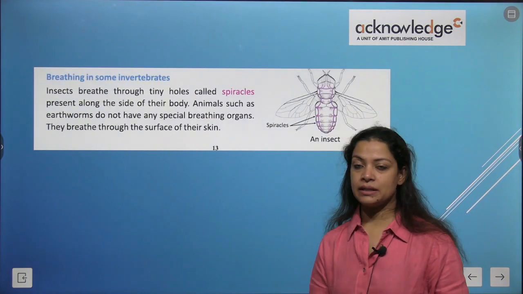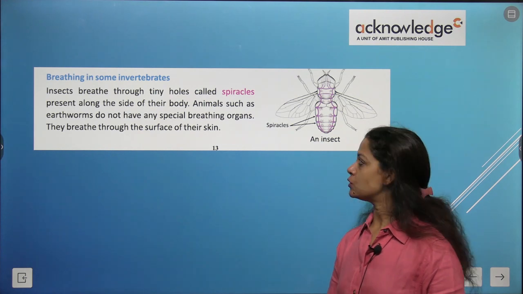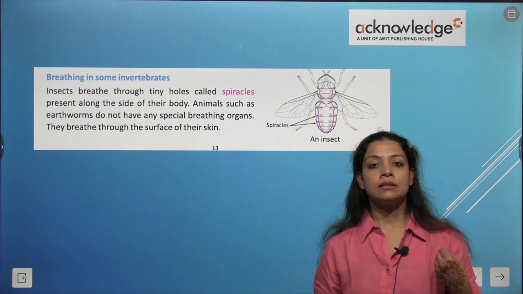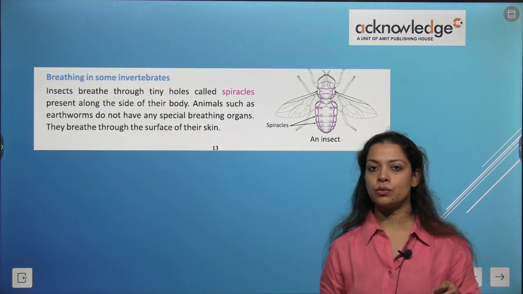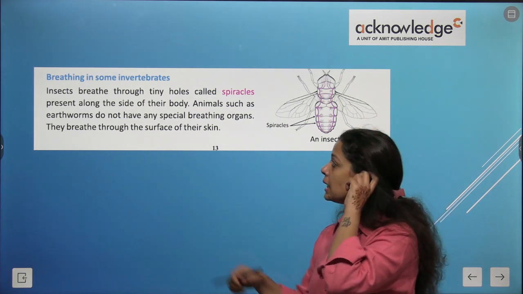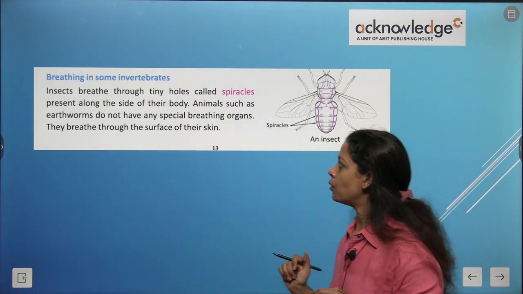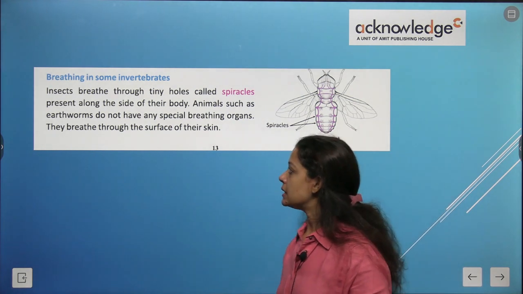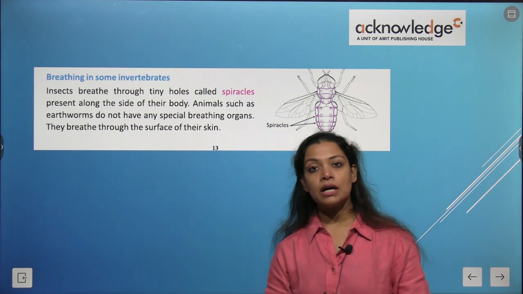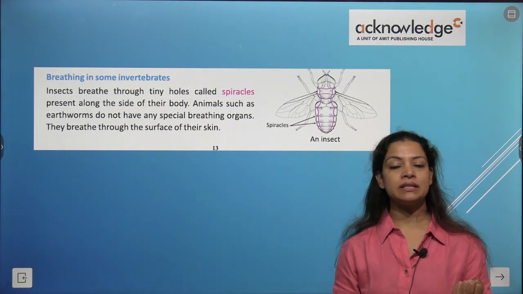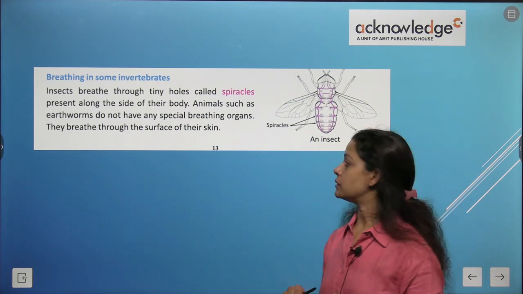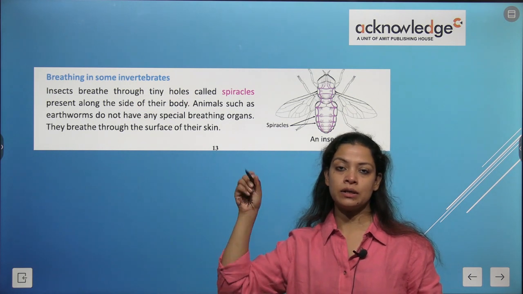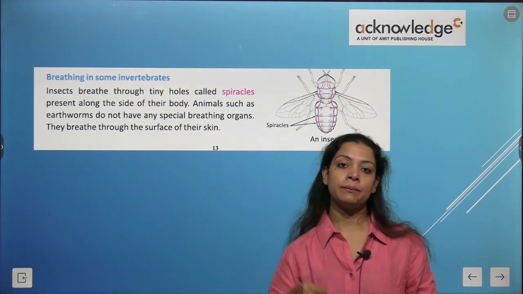Breathing in some invertebrates. Now how is it happening? Insects breathe through tiny holes called spiracles. So insects के पास जो breathing organ है, they breathe through tiny holes present over their skin, called spiracles, and they are present alongside of their body. Animals such as earthworms do not have any special breathing organ and they breathe through the surface of their skin. So earthworm में कोई special breathing organ नहीं है. These tiny holes which are present along the insect's body are called spiracles, which help them in breathing.